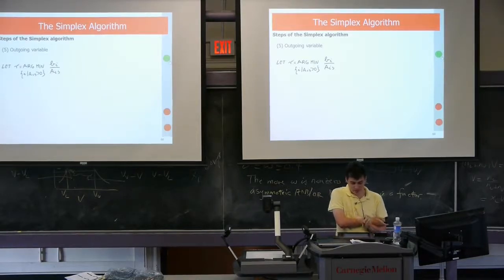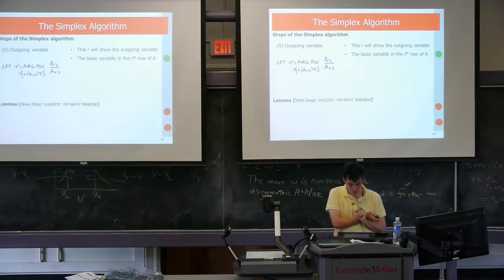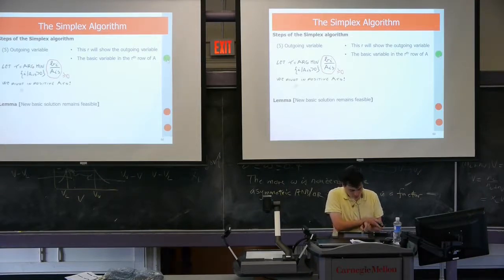if there are positive components, then you calculate this ratio here. That is, what's the minimum of B_i over A_iS, where A_iS runs only among the positive numbers in the S column. So you decided that the S column comes in. You calculate this ratio, and you choose the minimum value. And we will pivot in this place.